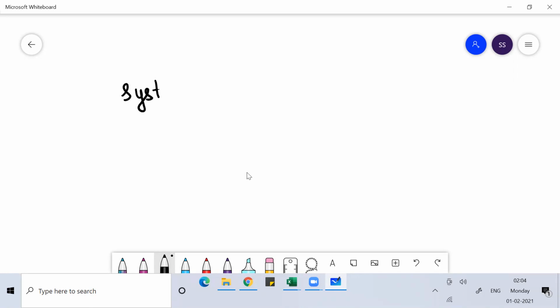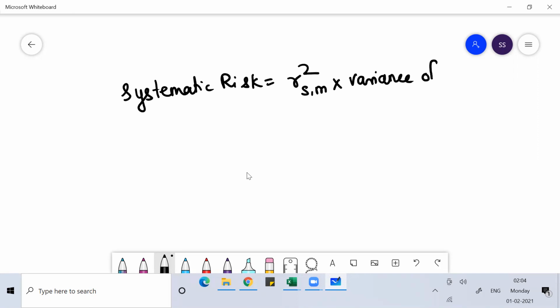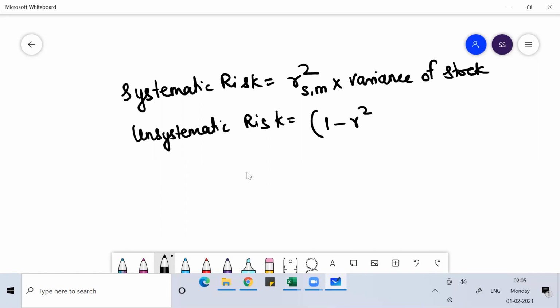If I'm talking about the systematic risk on the stock, you can calculate it with the formula coefficient of determination between the stock and market into the variance of the stock. So if you multiply the coefficient of determination with the variance of the stock, you will get the systematic risk. And if you want to know the unsystematic risk on the stock, you can use the formula 1 minus coefficient of determination between stock and market into the variance of the stock. How to calculate the variance of a stock? Separately, I have made videos discussing the calculation of variance of the stock and the calculation of variance on the market. Everything I have discussed in my previous video. You can go through them.